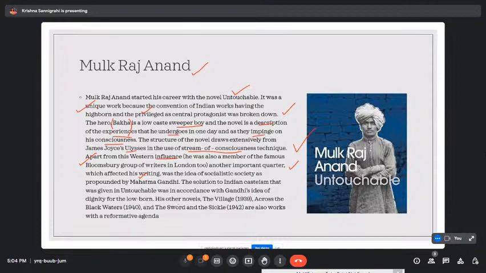The solution to Indian casteism that was given in Untouchable was in accordance with Gandhi's idea of dignity for the lowborn. So just the way we saw that in other novels of this period, there was influence of Gandhiji and his philosophies, here also there is reference to Gandhiji's idea of dignity for the lowborn. And hence, it is trying to give a solution to Indian casteism along the lines of Gandhiji. His other novels, The Village, Across the Black Waters, and The Sword and the Sickle, are also works with a reformative agenda.